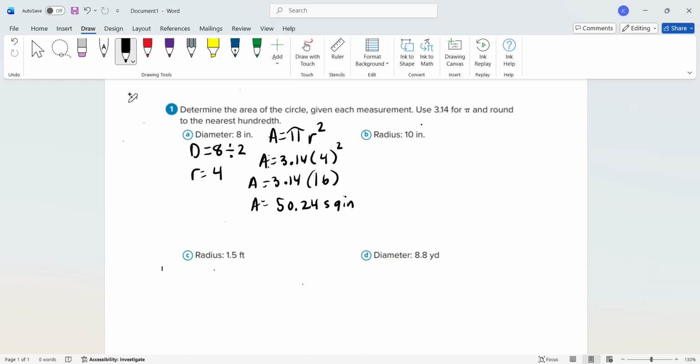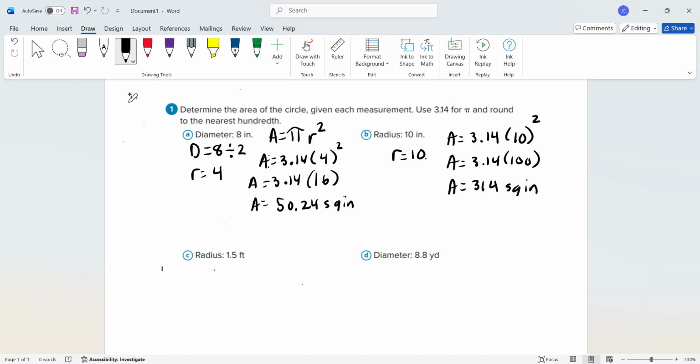Let's try B. In B, I know my radius, r, equals 10. Well, I'm already good right there. I don't have to change anything because I already have my radius. So I can put that right into my problem. I have 3.14 times 10 squared. I know that 10 squared is just 100. So now I put 3.14 times 100 into my calculator, and I end up getting 314 square inches.